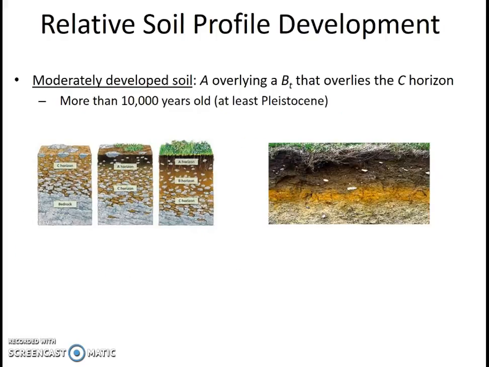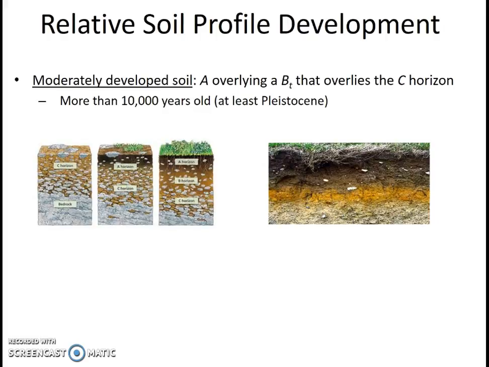A moderately developed soil has an A horizon overlying a BT horizon that overlies the C horizon. The BT horizon is not as red as it could be, given more time. It may have more of a yellow color. It has not had much time to accumulate the iron oxides that make it more red. It has not had sufficient time to accumulate much clay, silica, or other carbonates either. But it is definitely a good beginning of a BT horizon.